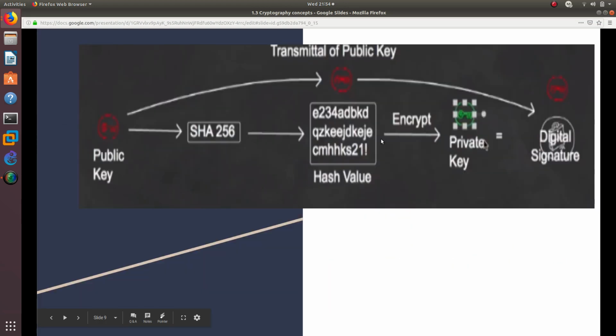Let's move on. Here's a picture of how a digital signature is created. As you can see right here, the data is hashed, and then we have the hash value, and then we encrypt it with the private key, and then we get a digital signature. This is how you get a digital signature, right? And this process is not reversible, because if it was reversible, we would be able to get that private key. So that's how a digital signature is created.